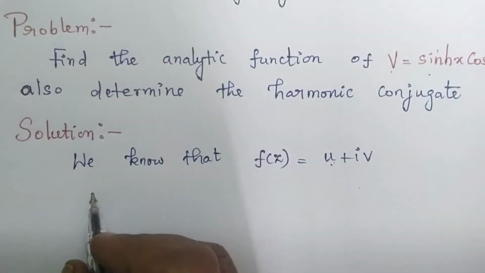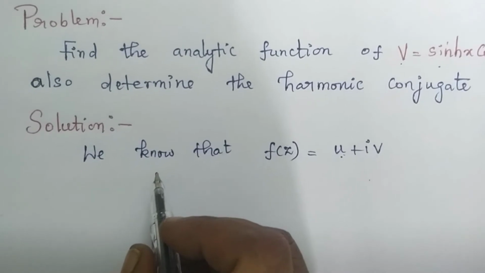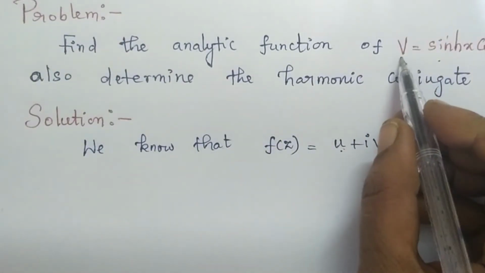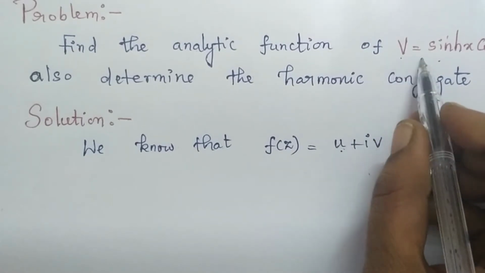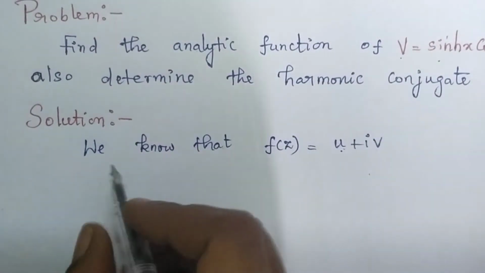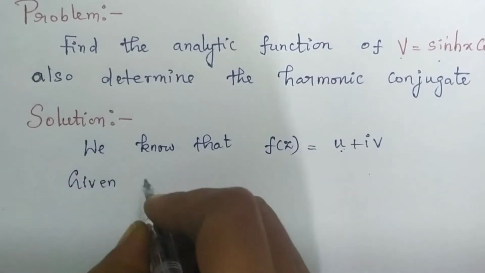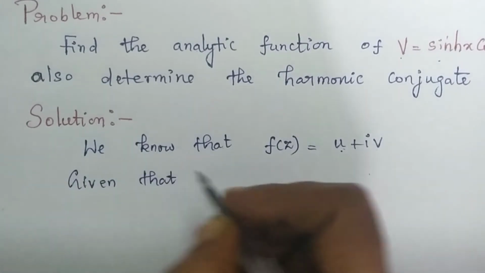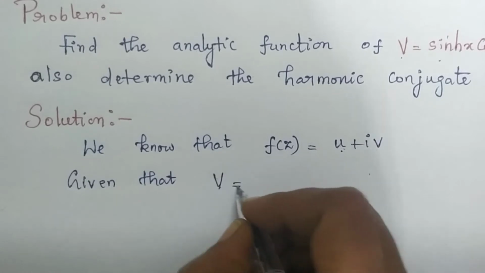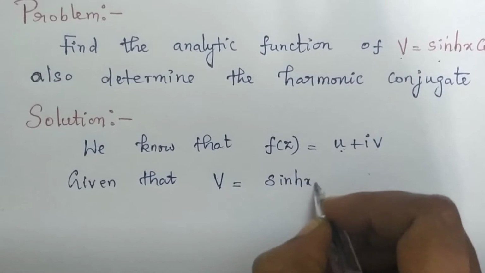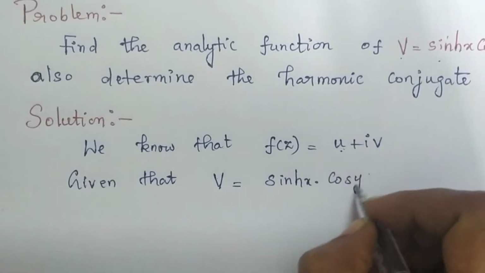So let us see how to find the solution. First, I am going to find the analytic function f of z for v. Given that v is equal to sinh x into cos y.